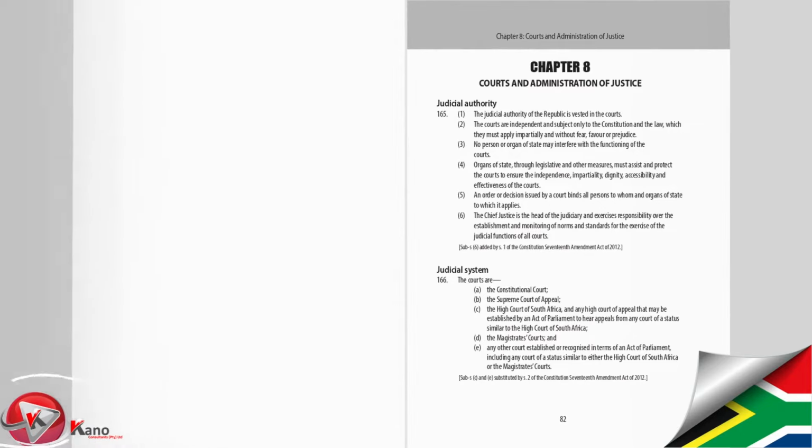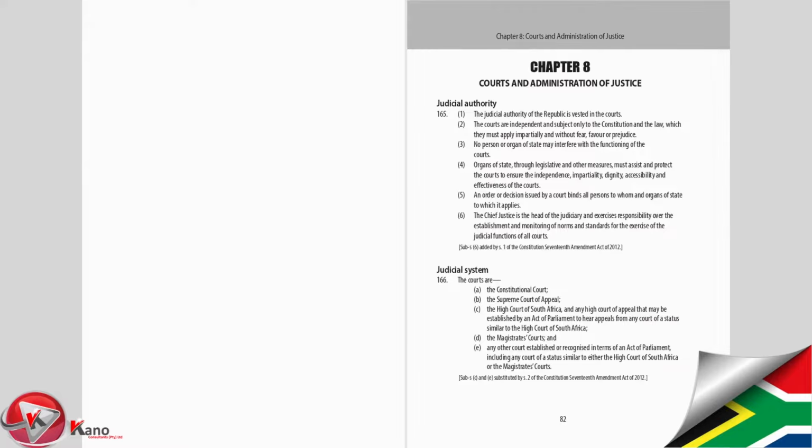Chapter 8 establishes the structure of the judicial system. This chapter also defines the structure and powers of the judiciary, with Section 165 of the Constitution conferring the judicial authority to the courts. Judicial authority empowers the courts to interpret and apply the law when considering legal cases before them. According to the Constitution, the head of the judiciary is the Chief Justice.